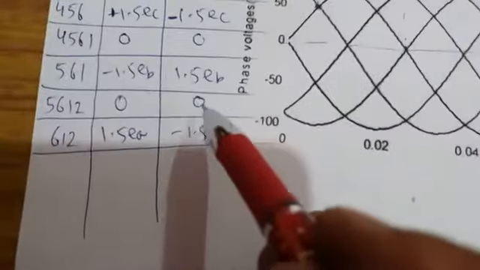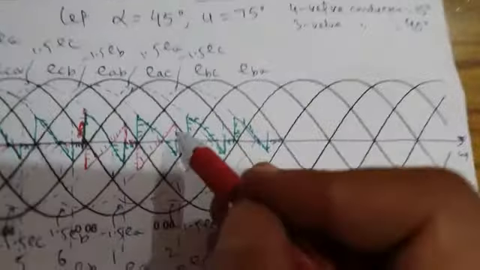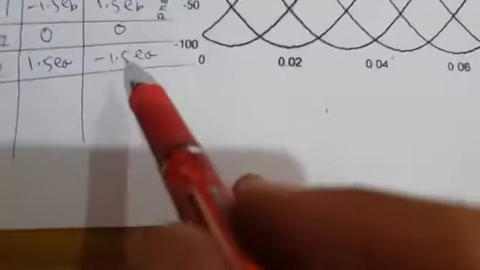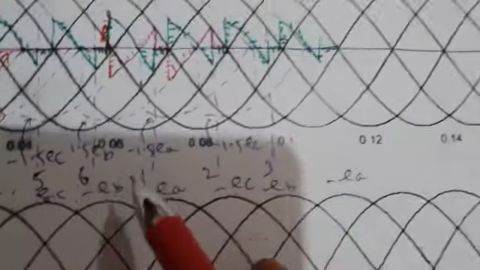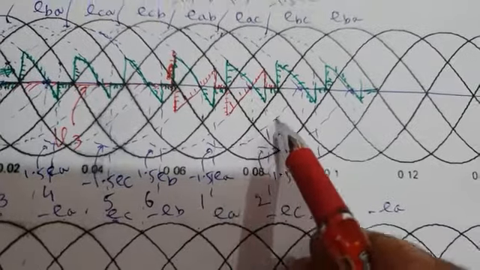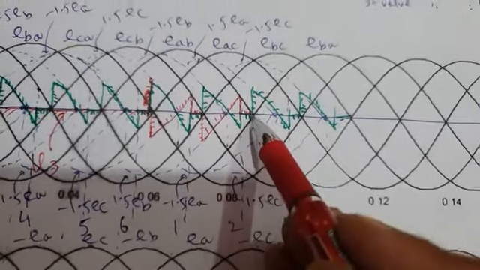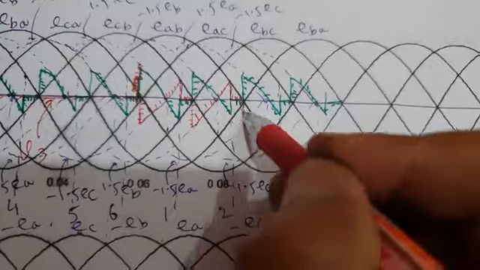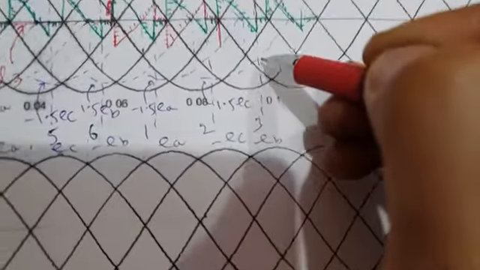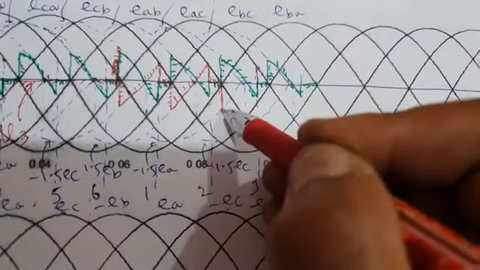Then for 15 degrees, it is again 0. So this is your 15 degrees. It coincides. It's again 0. And finally, it is minus 1.5 EA. Why is it minus 1.5 EA? It's already labeled. This is your minus 1.5 EA. So for 45 degrees, it will follow this. It will come down and follow till the next instant of firing, till 3 is fired.